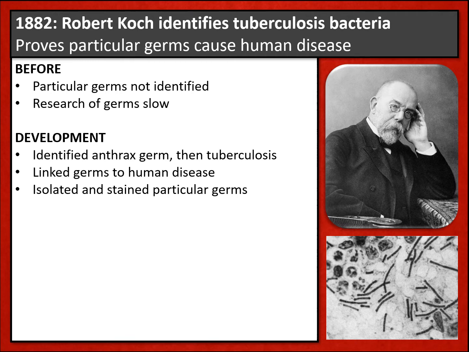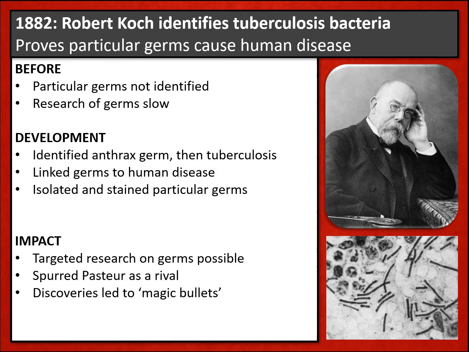So he managed to link germs to human disease, and his work here is practical. He managed to isolate and stain particular germs, thereby making it possible for vaccinations to follow. So the impact of Koch's work is that he targeted his research on germs, which made possible all kinds of future discoveries. He also had the effect of spurring on Louis Pasteur.